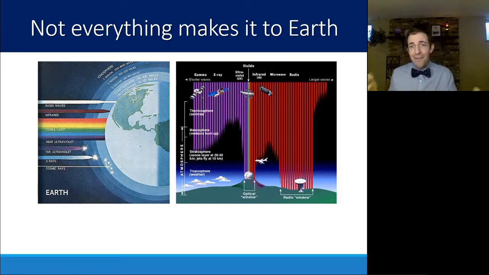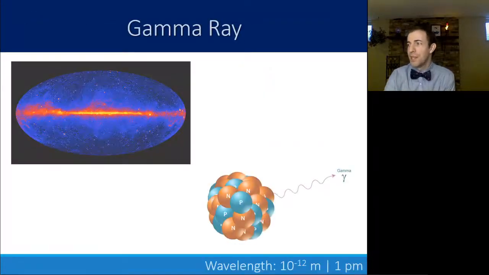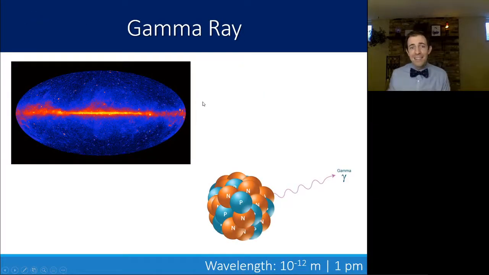So while we talk about all of them, we have experience with all of them, at least coming from sources on Earth, and not all of them make it through the atmosphere to come to us from space, which is a good thing. Gamma rays are the highest energy of these waves, which means they are the shortest wavelength. They have a wavelength of about 1 picometer, which is 10 to the minus 12.